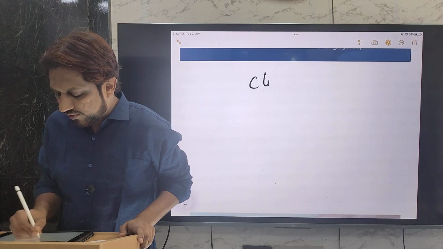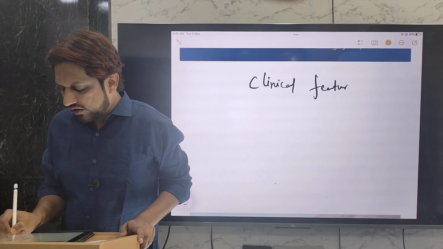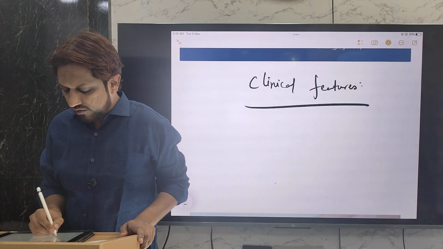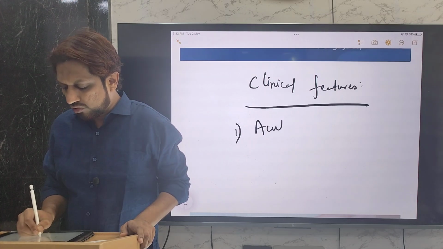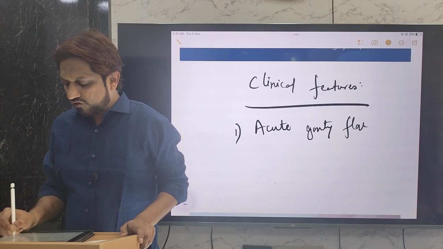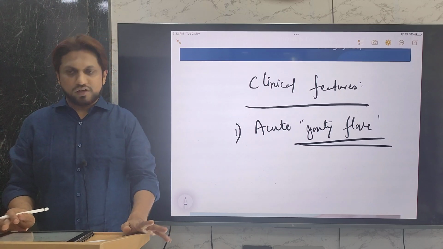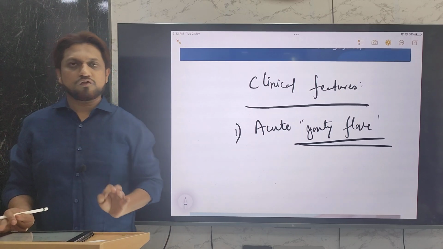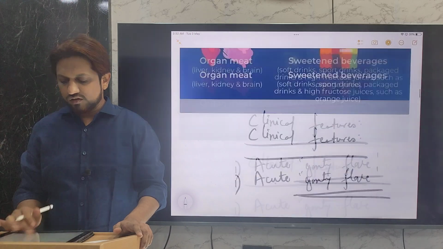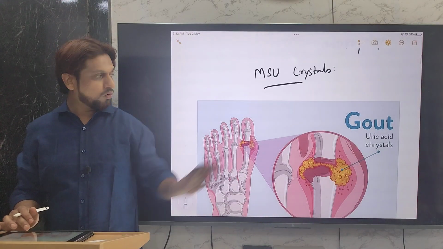So clinical features basically involve signs and symptoms. Generally the patient will present with an acute gout or a gouty flare. What do we mean by an acute gouty flare? As we have discussed in the pathogenesis, there is a deposition of the monosodium urate crystals in the first metatarsophalangeal joint, that is the most common site.